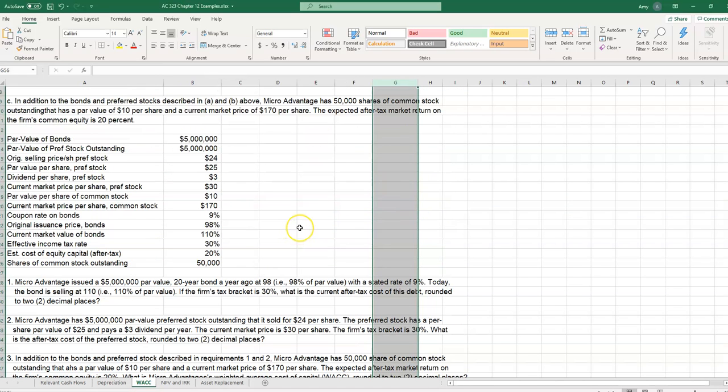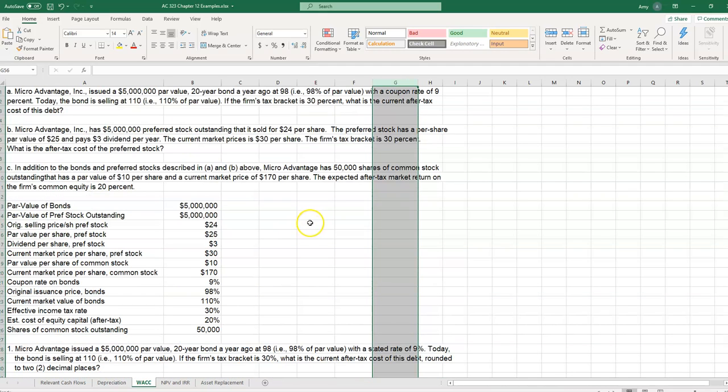Many companies use their weighted average cost of capital for their discount rate. So we're going to calculate the weighted average cost of capital for Micro Advantage. We have a lot of information here about the number of bonds that they have outstanding, their current market value, their tax bracket, the number of preferred stock outstanding, its current market value, and the number of shares of common stock outstanding and their current market value.